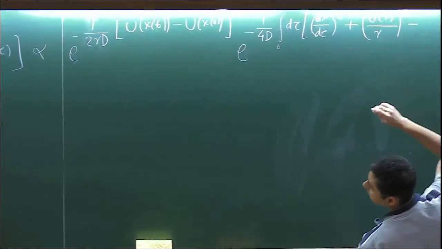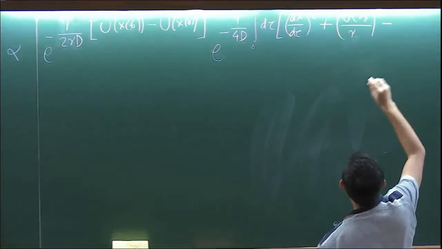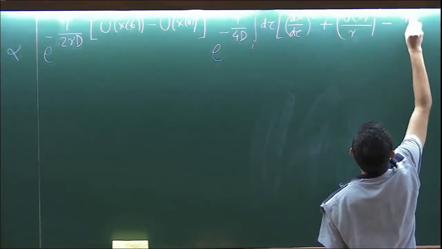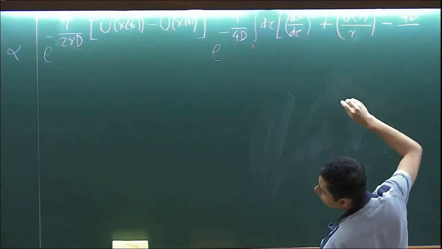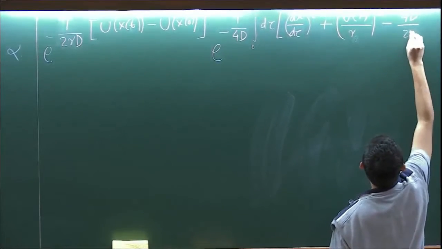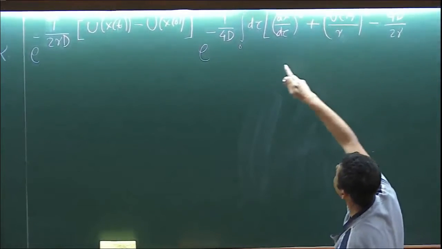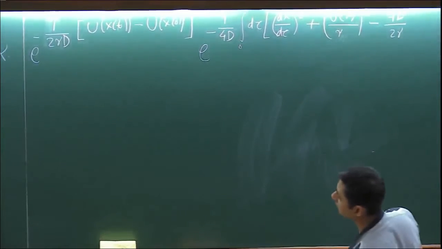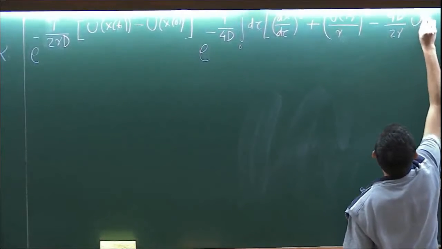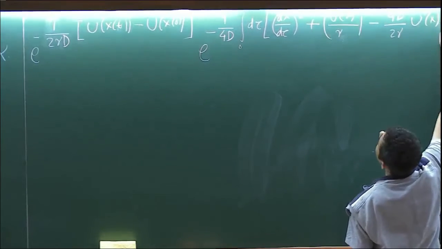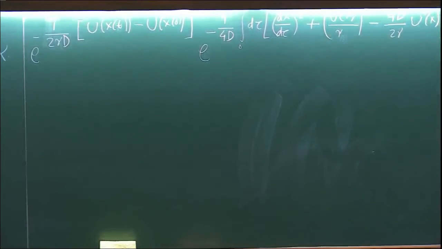Okay, let's just write down this term. So what is the term? 4d by 2 gamma. This 4d comes from that 4d, right? That minus comes because there is a plus sign. And then u double prime. This is what I have.